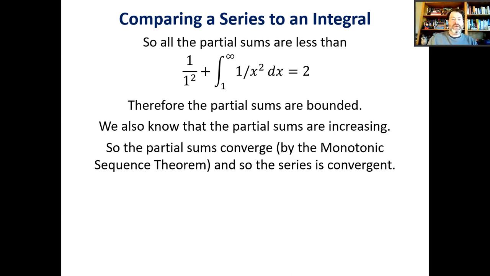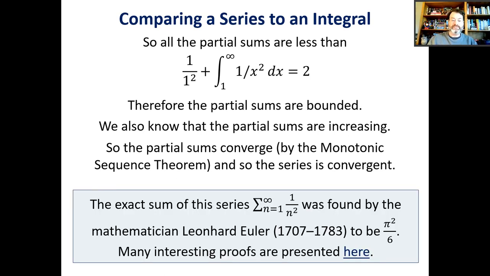And we saw the monotonic sequence theorem back in section 11.1 that the partial sums will in fact converge. So the series is convergent. If it's bounded and monotonic, it has to converge to a value. We really don't care what the value is. All we did here is show that the value exists and that it's something. And that's enough for us to say that the sum converges.